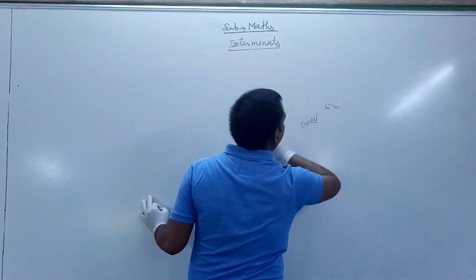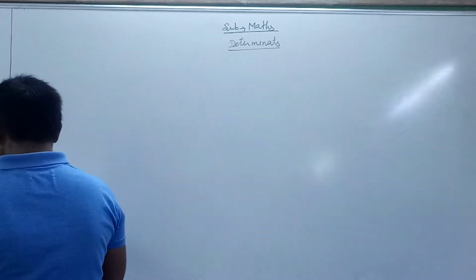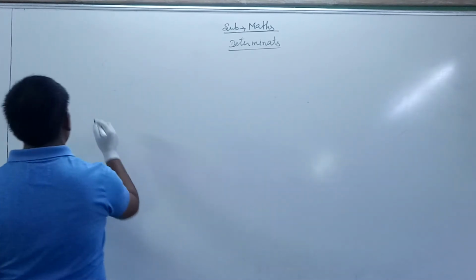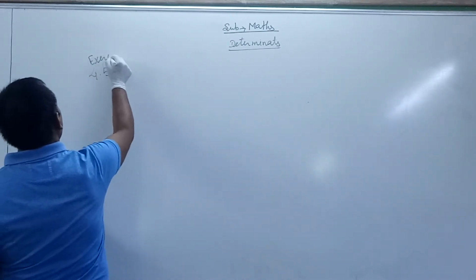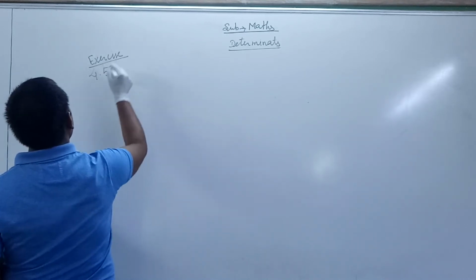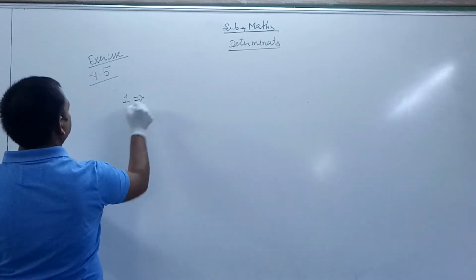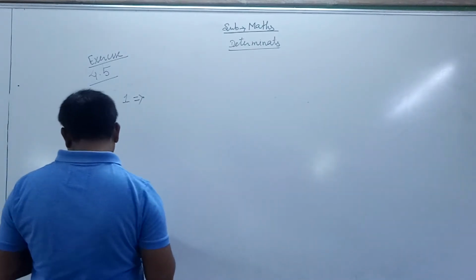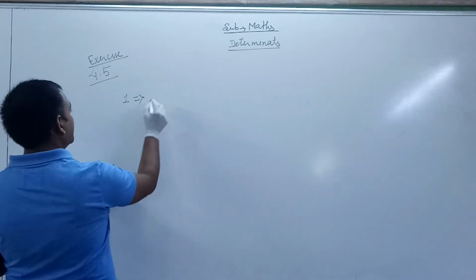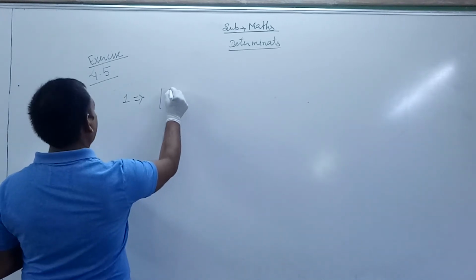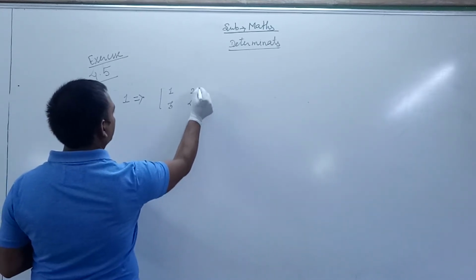Here some problems are given, so I will talk about some problems of the given exercise. Here exercise number 4.5 is given. Question number 1: find the adjoint of each of the matrices in exercise questions 1 and 2. Question number 1 is: the matrix with elements 1, 2 in the first row and 3, 4 in the second row.